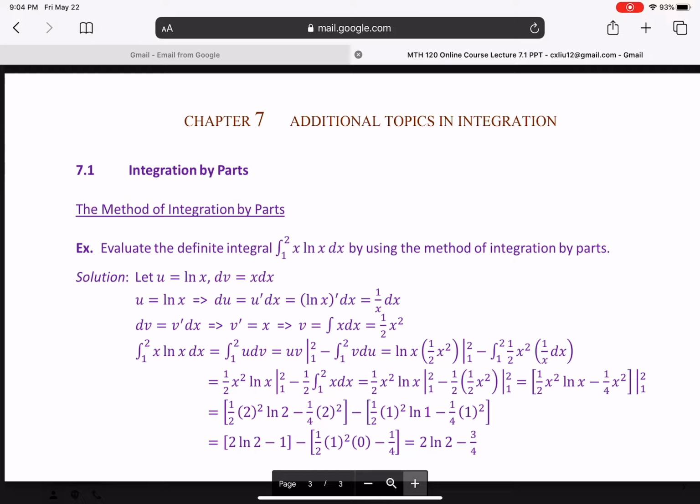Now plug in 2 and 1 for x and subtract. We get 1/2 times 2 squared times ln 2 minus 1/4 times 2 squared, minus 1/2 times 1 squared times ln 1 minus 1/4 times 1 squared. And we know ln 1 is just 0. So after some simplification, we get the final answer of 2 ln 2 minus 3/4.